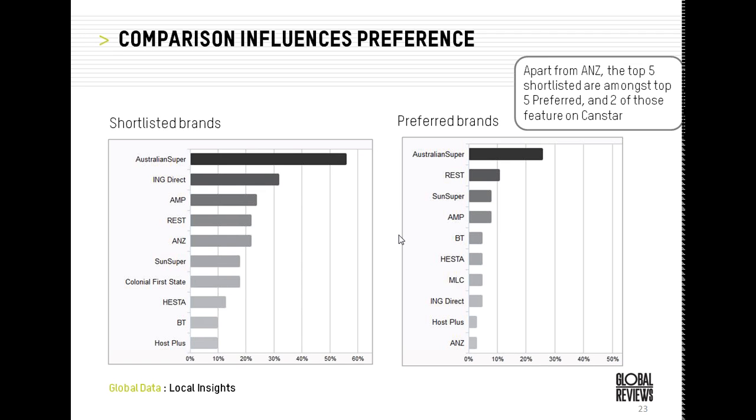So there's no doubt that being present on a comparison site like CanStar influences decision, shortlisting and preference, and ultimately, to be a preferred brand, in the end, you need to be shortlisted. So what you want to do is to get to the shortlist and make an impression to be the preferred brand.